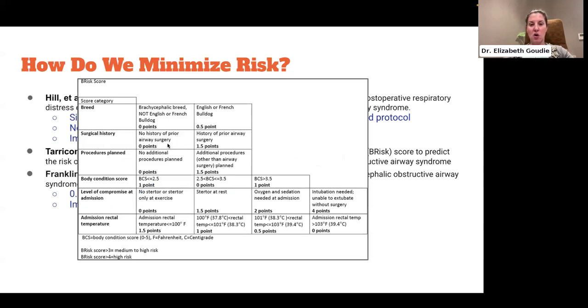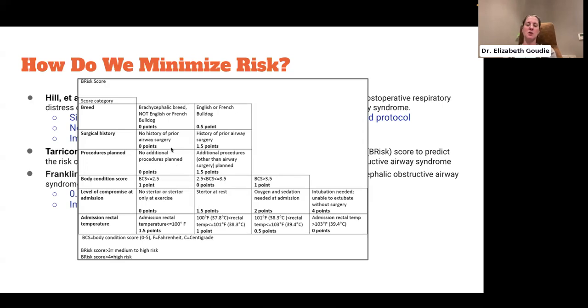So no prior airway surgery. It was interesting that a history of prior airway surgery actually increased their risk. There was another smaller study that I believe came out of Ohio that actually showed a decreased risk after having airway surgery. So I think the jury is still out on this. And a lot of surgeons I work with and consult with are kind of mixed about whether doing airway surgery on a patient that's not clinical is worthwhile.